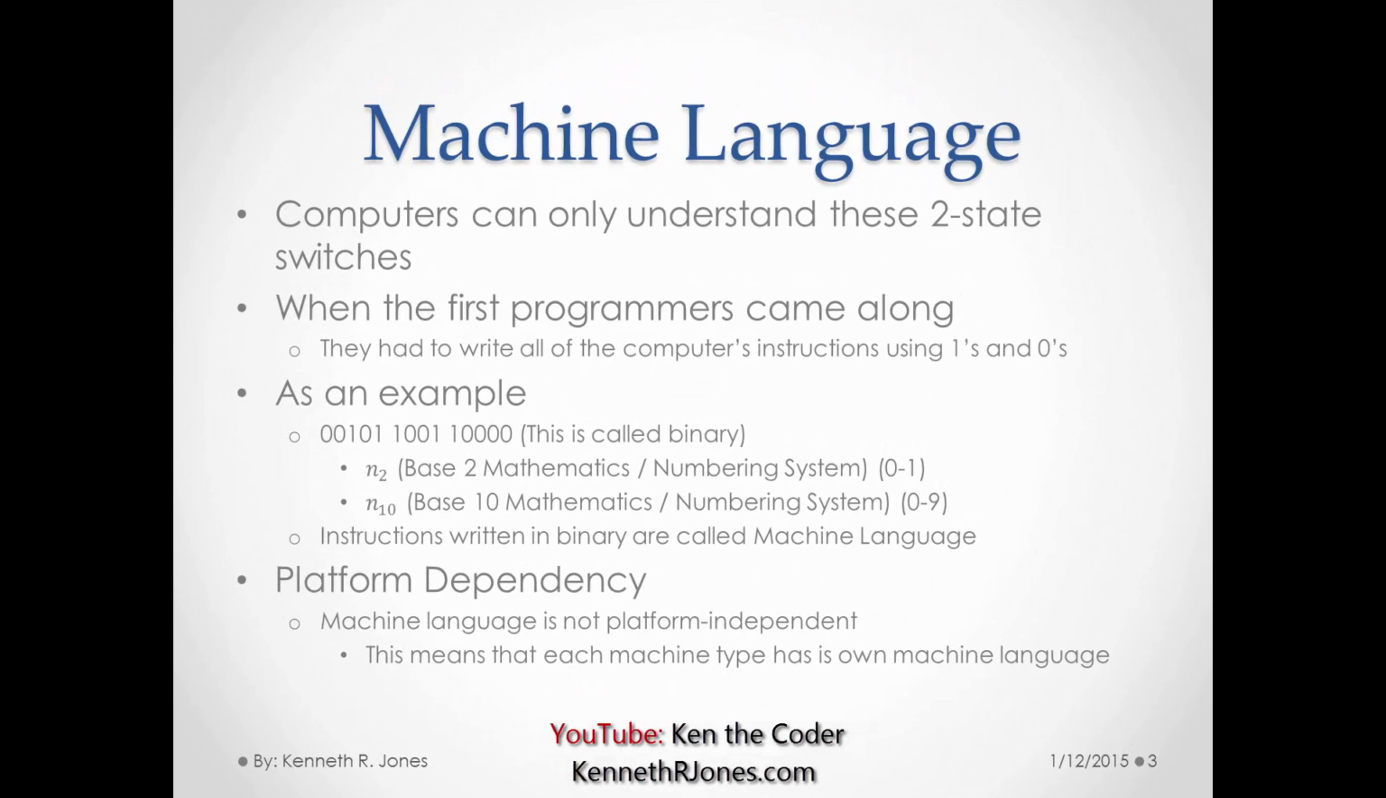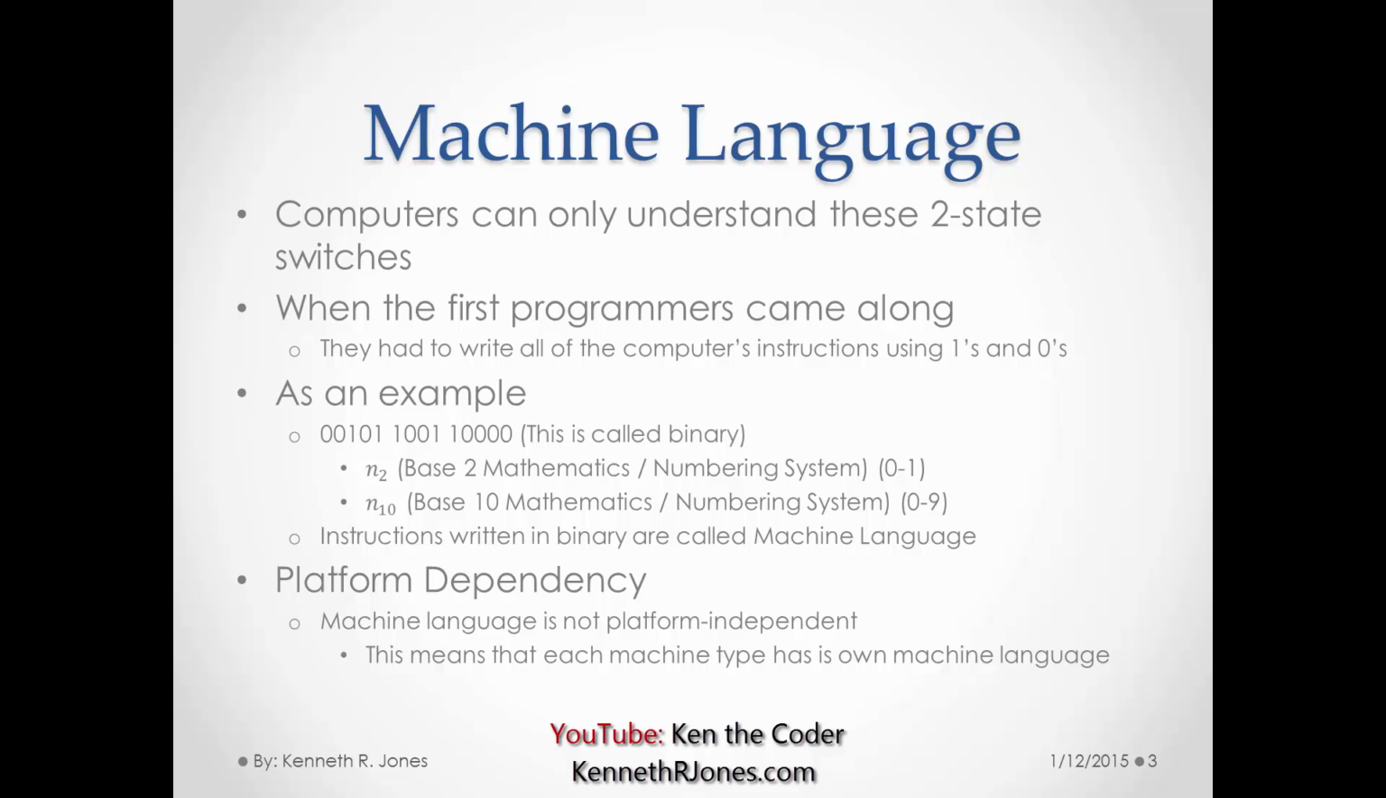Now, computers can only understand these two-state switches. So when computer programmers first came along, they had to write all of the computer's instructions using ones and zeros. An example is listed here, and this example is called binary. Anytime you see zeros and ones, it's called binary.